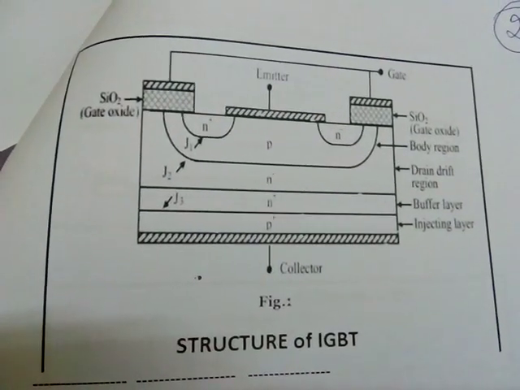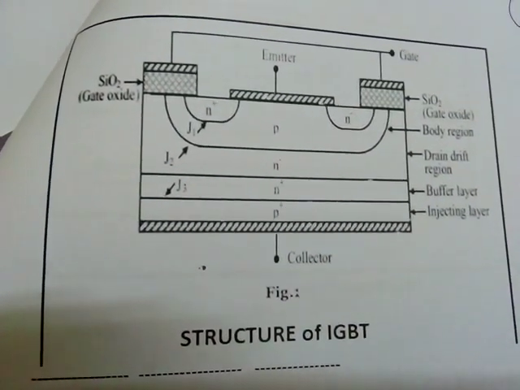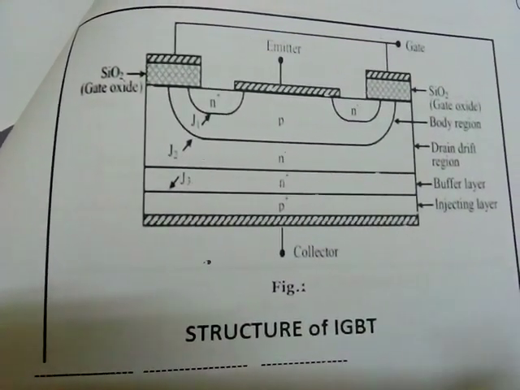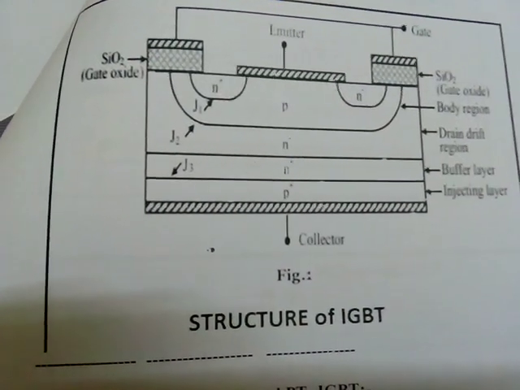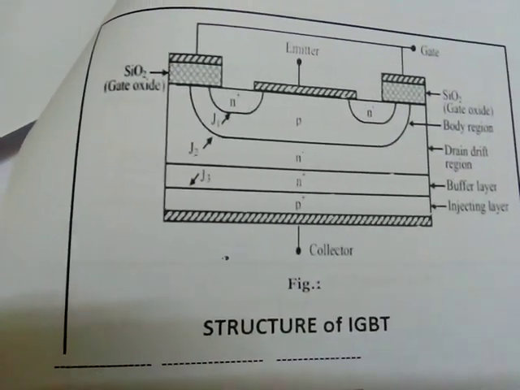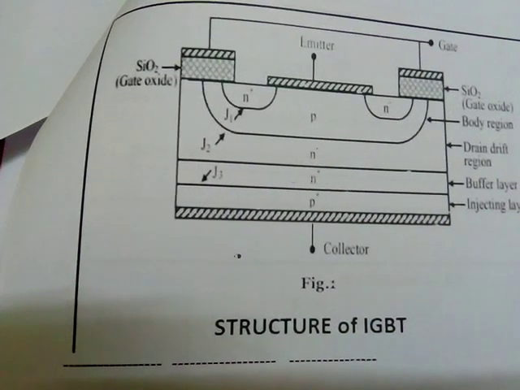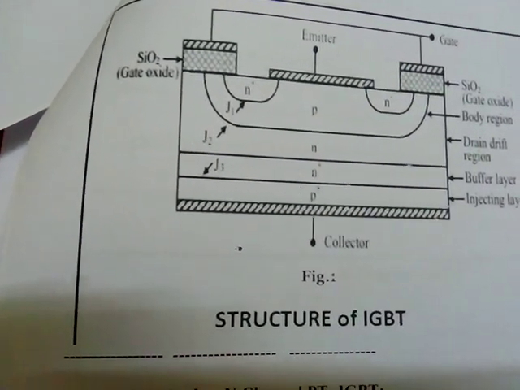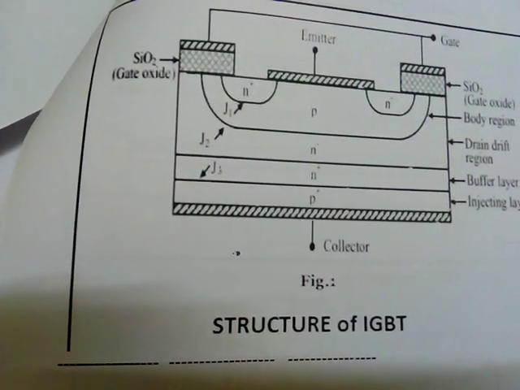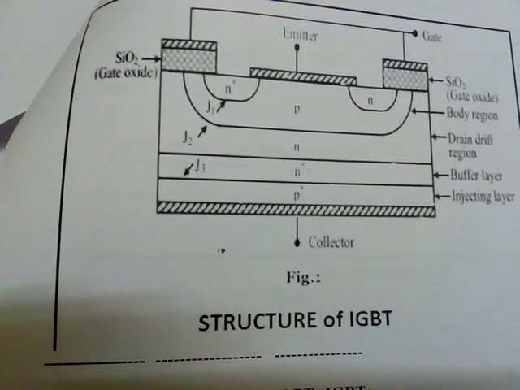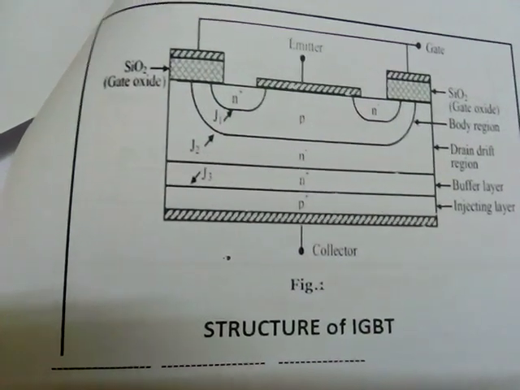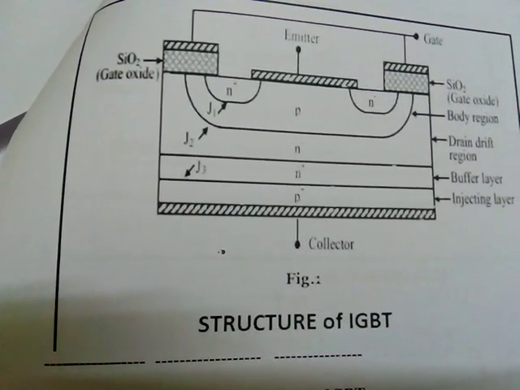Class 117. IGBT, or insulated gate bipolar transistor. It is like 50% MOSFET and 50% BJT. It takes advantages or good characteristics of both MOSFET and BJT.